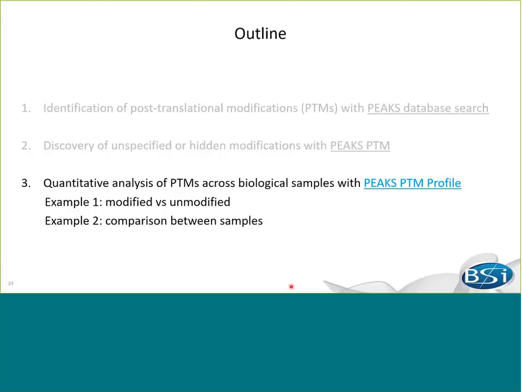Knowing the type of modification is the first step. You may also want to measure the modified site abundance and compare the quantity between different samples and conditions. For this purpose, PEAKS PTM profile can help to provide you with a direct visualization and summary of the quantitative information of the PTM sites identified in your studies. And two examples will be used.